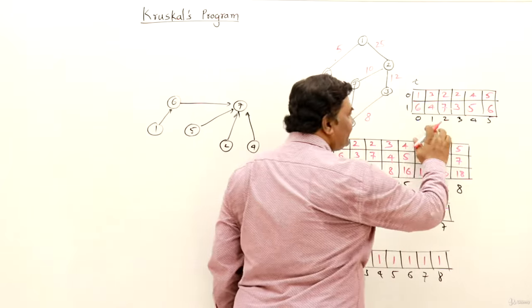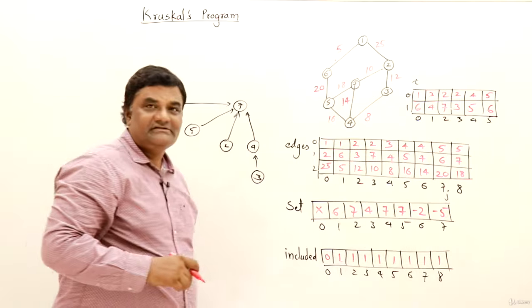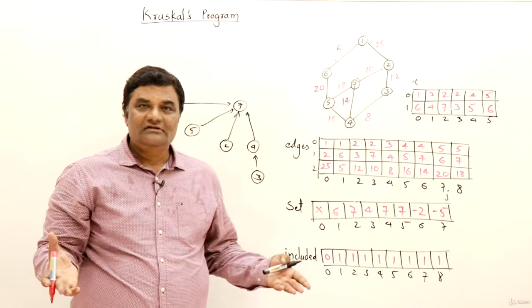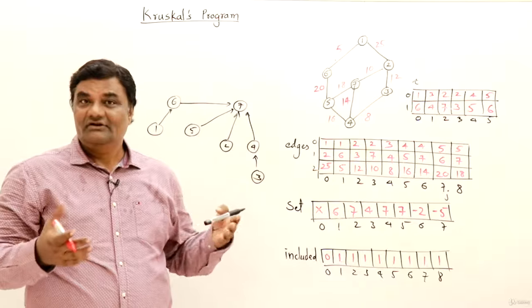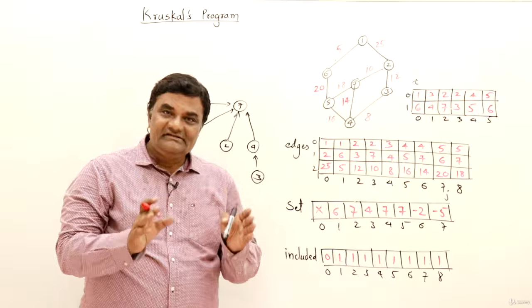See, actually we have finished all 6. We got all 6. That's all. We can stop here because we got n minus 1 edges and we got the solution. So this is the working.